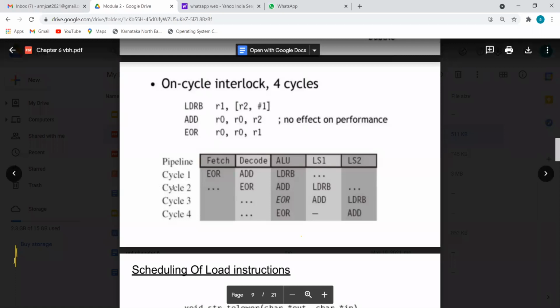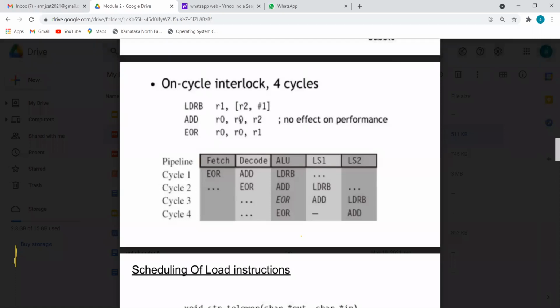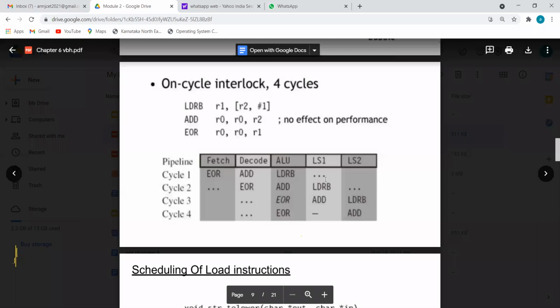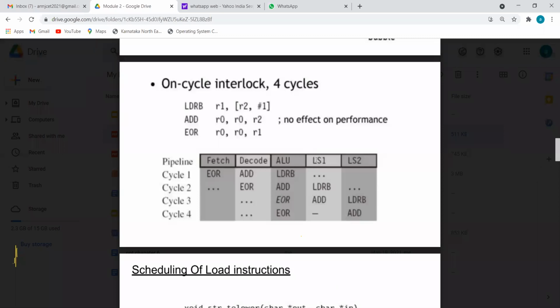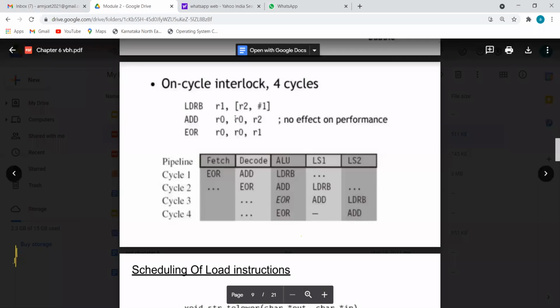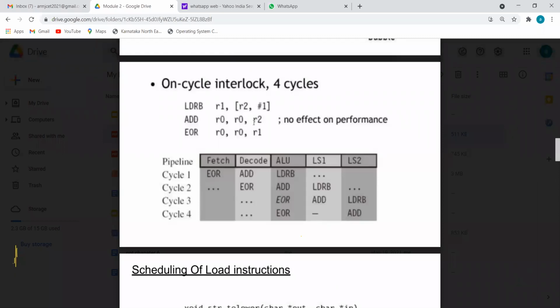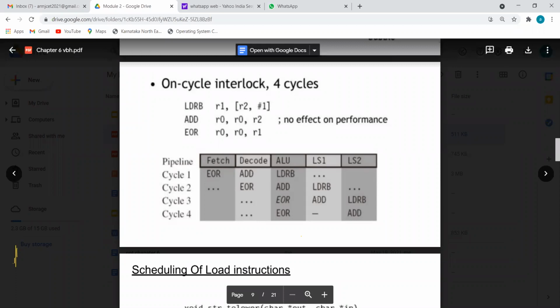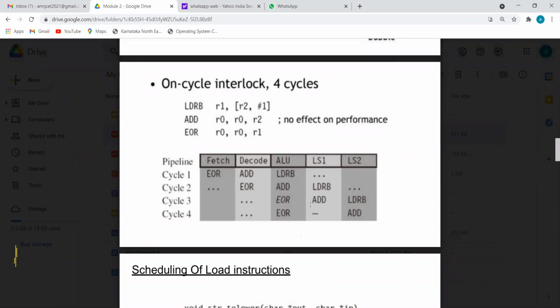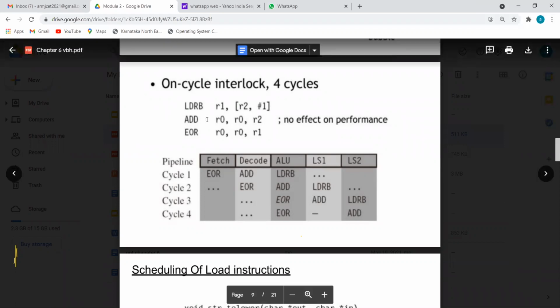So add is executed in cycle 2, R0 and R2. So R0 and R2 addition is done. Now you are about to store it. Store means at least one time you have to finish storing. So when the result of R0 and R2 addition is about to be stored in R0, it is called LS1. So what is in LS1 at cycle 3 is the addition instruction.